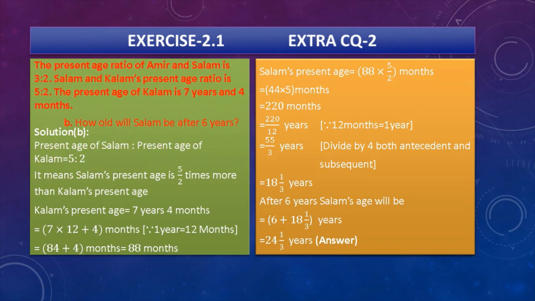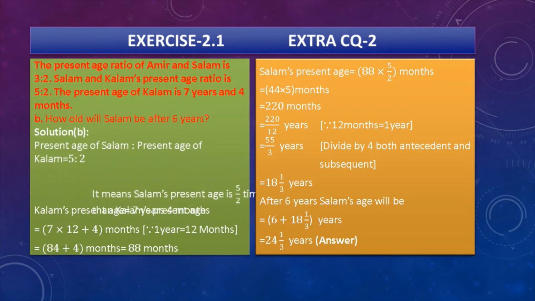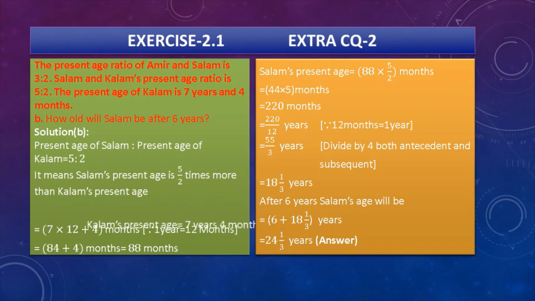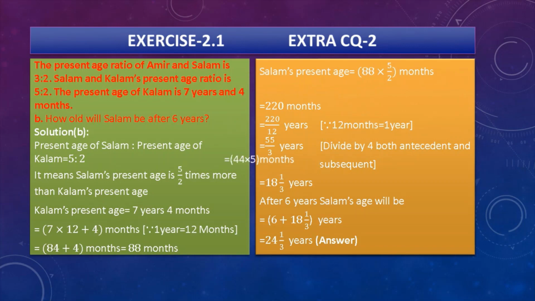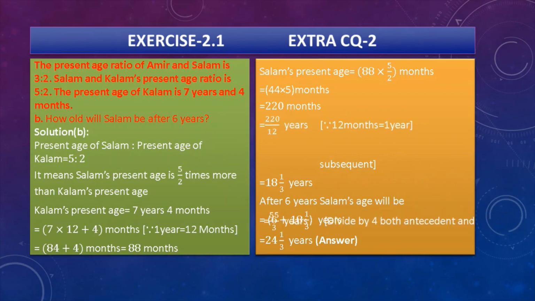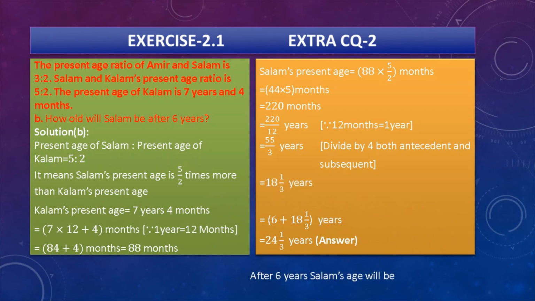So this is the stem, my dear students, and the question is how old will Salam be after 6 years, and that is solution number B. It means Salam's present age, from the ratio, is 5/2 times more than Kalam's present age, and we have to convert it to months. So 7 multiplied by 12, then for Salam's present age we first get 220 months, and from that we convert it to years, and we get 18 whole 1 divided by 3 years. And after that, after 6 years, Salam's age will be 6 plus 18 whole 1 divided by 3 years, that is 24 whole 1 divided by 3 years, the desired answer, my dear students.